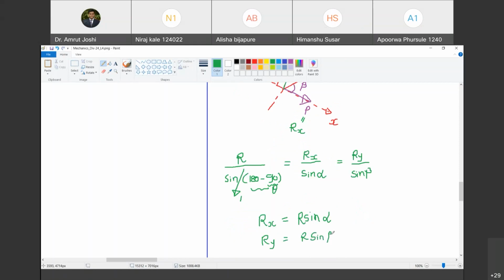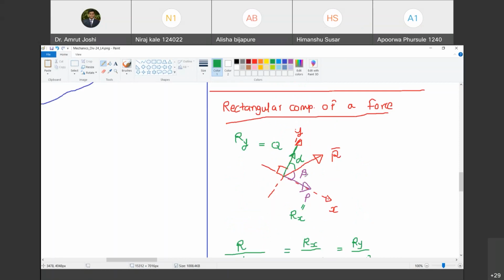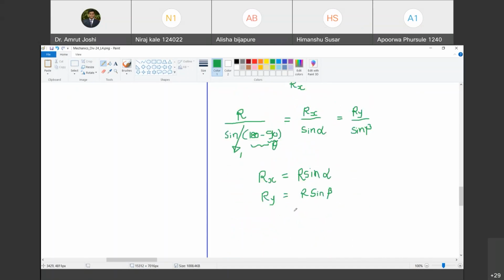Now, how do you express beta in terms of alpha? Is it 90 minus alpha? So can I write Ry equal to R of sine 90 minus alpha? So therefore, what is sine of 90 minus alpha? Sine of 90 minus alpha is cos alpha. So can I write Ry as R cos alpha?